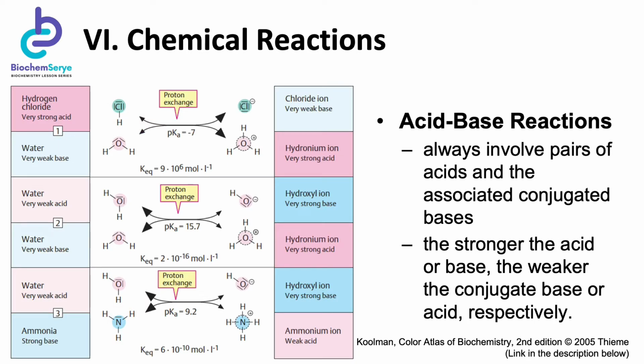To continue our discussion on acid-base reactions, let's look at this illustration. Acid-base reactions always involve pairs of acids and the associated conjugate bases. The stronger the acid or base, the weaker the conjugate base or acid, respectively. For example, the very strongly acidic hydrogen chloride, seen here as number 1, belongs to the very weakly basic chloride ion. Conversely, the weakly acidic ammonium ion, number 3, is conjugated with the moderately strong base ammonia.